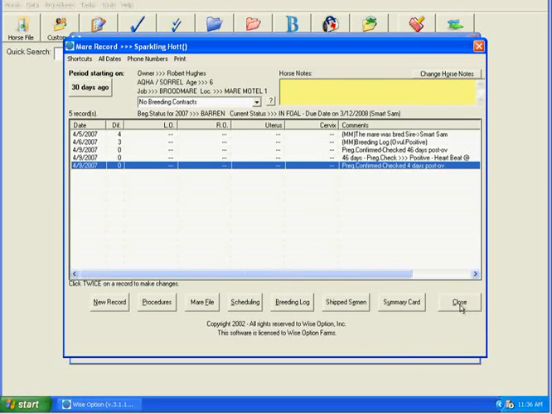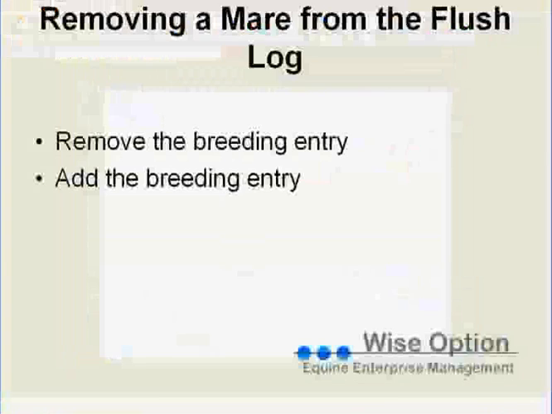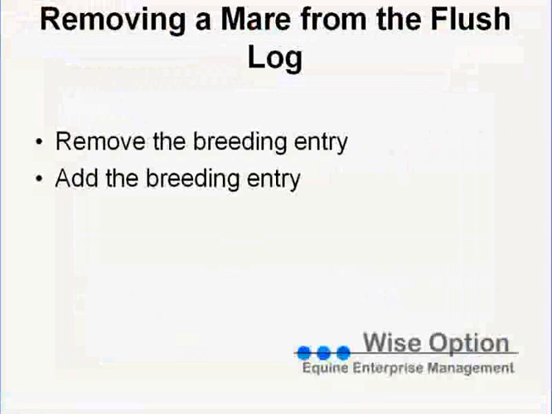So we will close this, and now you've learned that to remove a mare from the flush log, you simply need to remove the breeding entry and enter it again without checking the flush information.